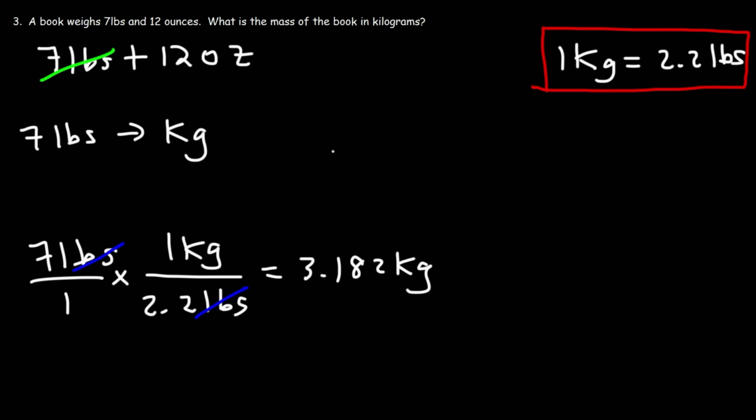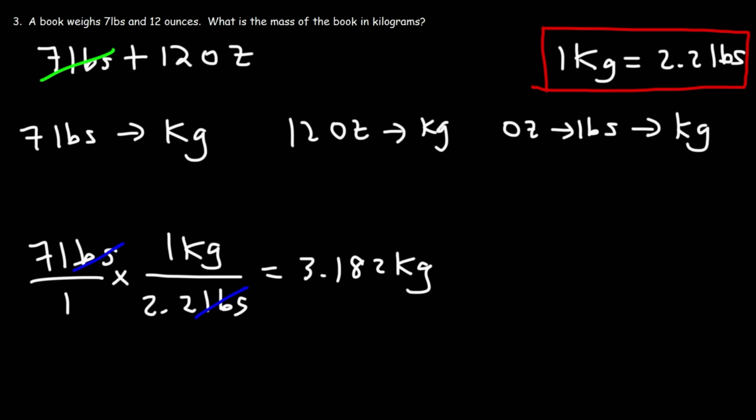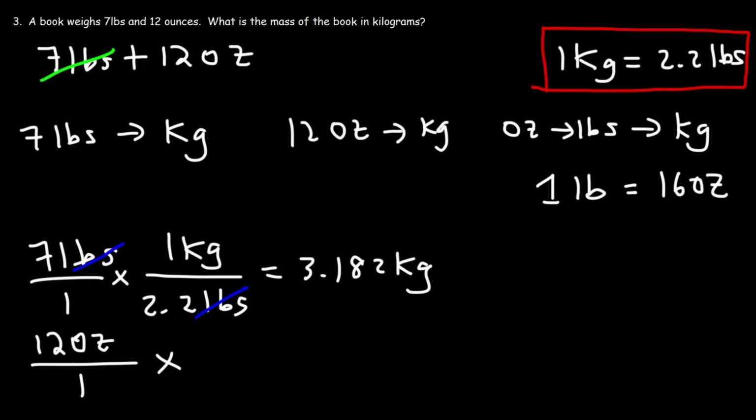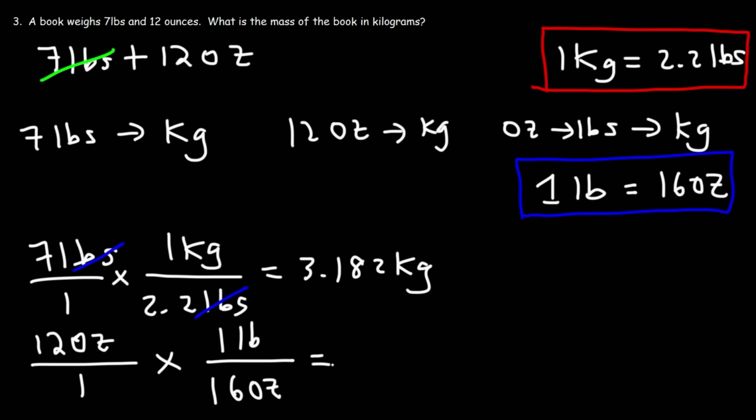Now let's convert 12 ounces to kilograms. In this case, this is a two-step process. We need to go from ounces to pounds, and then we can go from pounds to kilograms. So let's start with 12 ounces. Now, what is the conversion factor between ounces and pounds? Looking at our notes, we know that 1 pound is equal to 16 ounces. So that's the conversion factor that we need to use right now. So I'm going to put 16 ounces on the bottom, 1 pound on top.